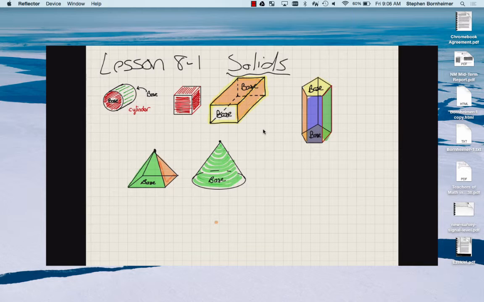Today I just wanted to introduce you to SketchUp and to the different types of solids.